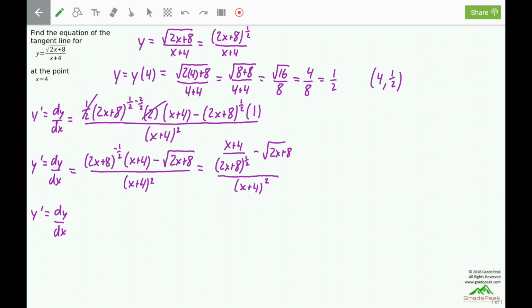So our derivative y prime or dy/dx can be rewritten using one more step, because we can rename that 1/2 power as a square root, so just the square root of 2x plus 8. And this is probably going to be as simplified as we really need to have it in order for us to be able to plug in.